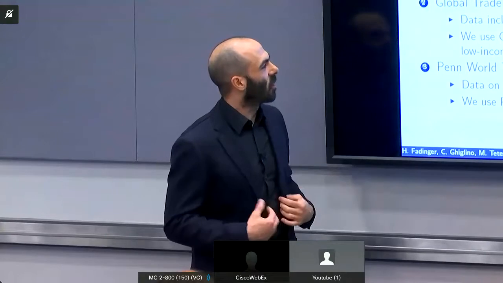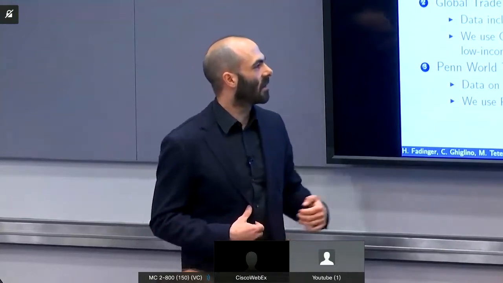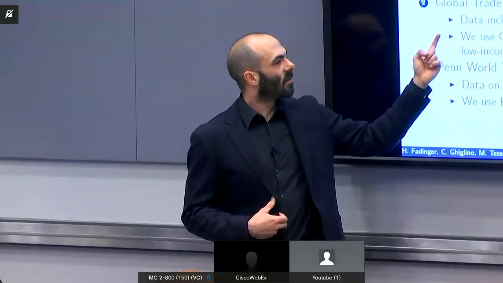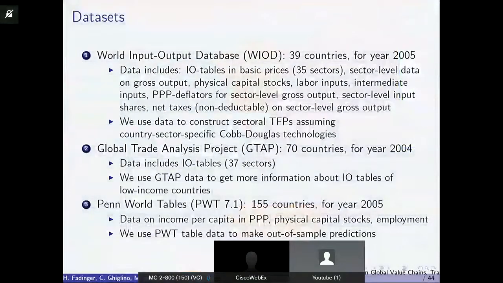The second data set we're going to use is the data from the Global Trade Analysis Project, which has data for around 70 countries for basically the same year with a similar aggregation. And we use this data set to get more information on input-output tables of poor economies. And finally, we're going to use the Penn World Tables just in order to predict income out of sample.